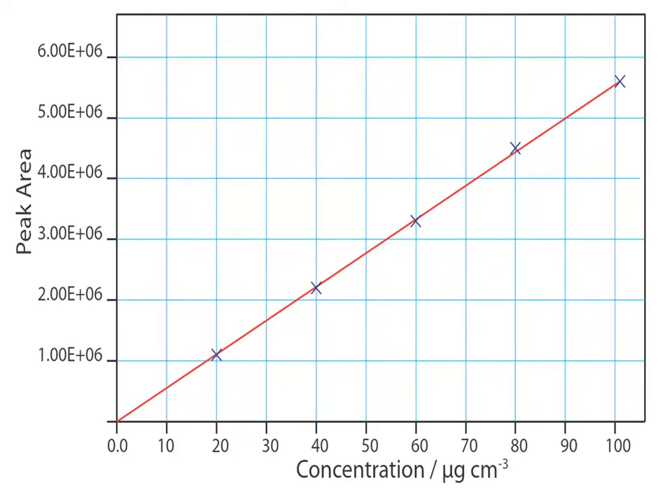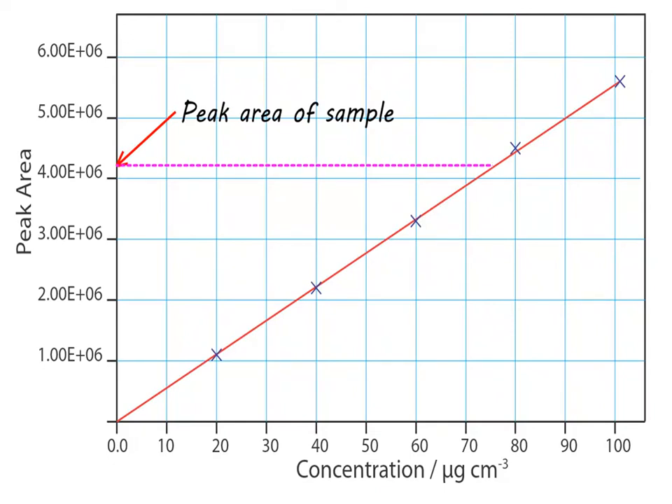If a sample with an unknown amount of this substance is then run, the peak area of the substance in the sample can be measured and the calibration graph used to find its concentration in the sample.